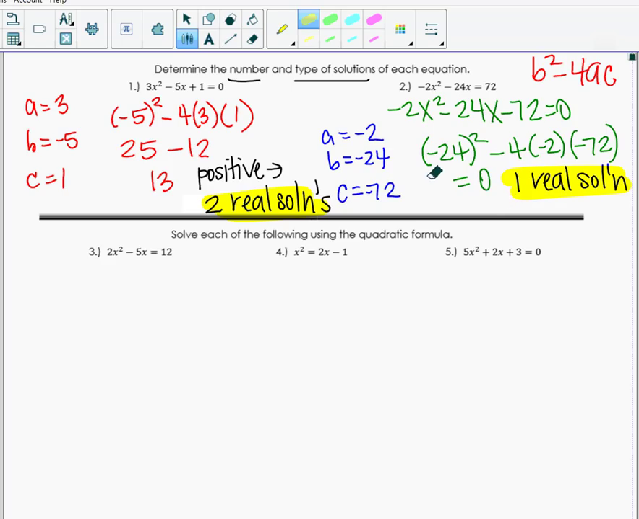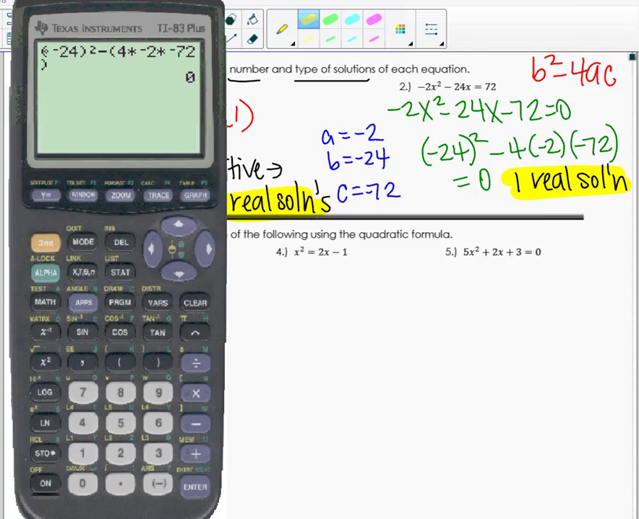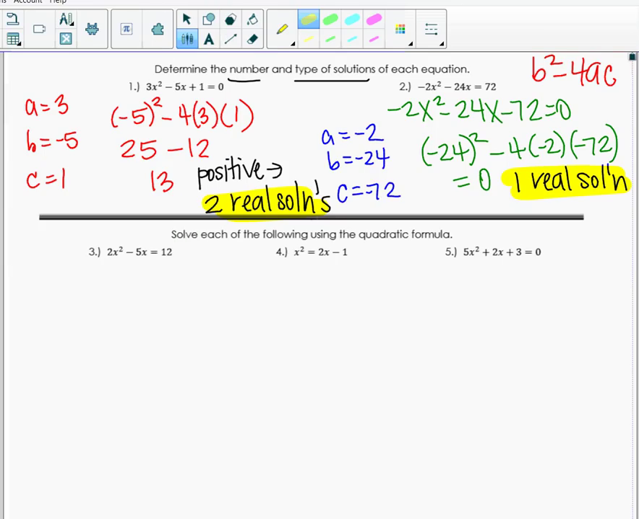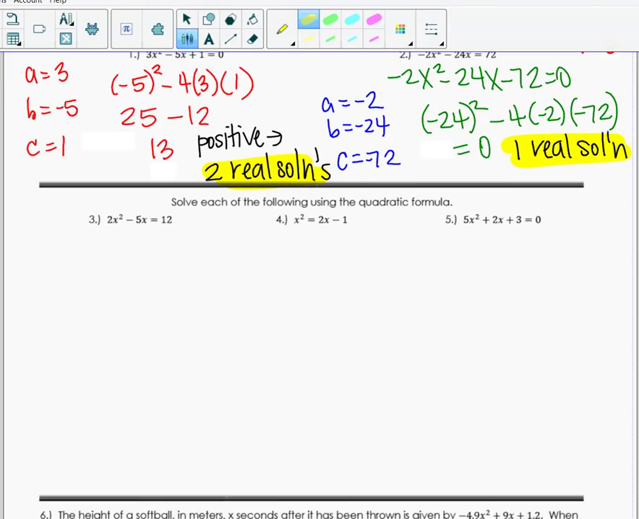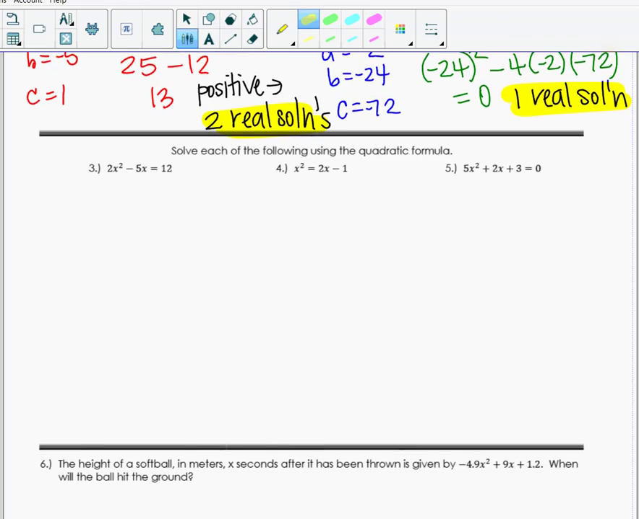You guys, please be cognizant of how you're putting this into your calculator, because remember, if you're not using parentheses here, like notice I use parentheses around my negative 24, the calculator is not going to give you the right answer, okay? All right, so that's part of what the quadratic formula does. It tells us what kind of solutions we have.